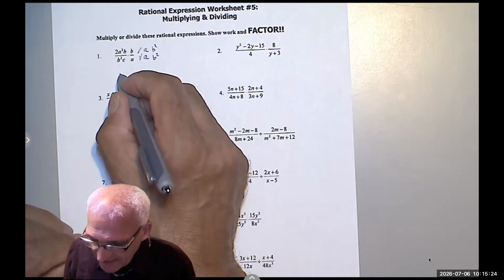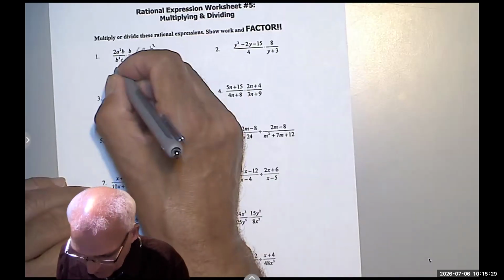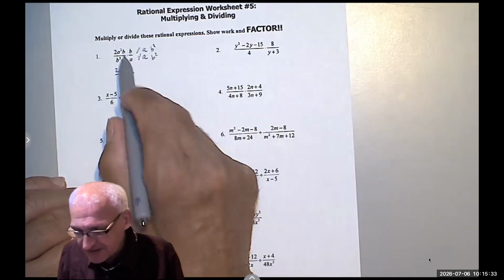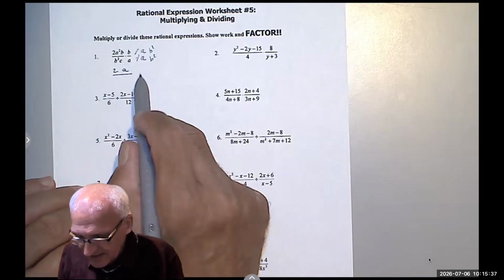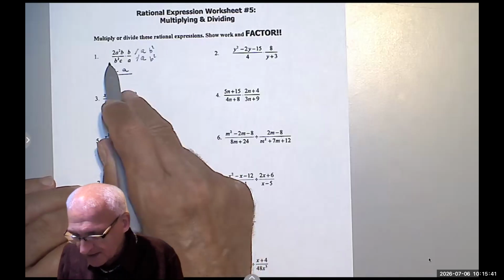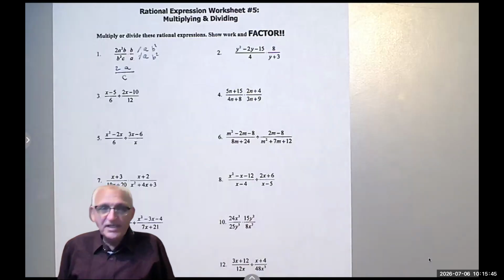So now what remains from the numerator? 2 over nothing is 2 over 1 is 2. A square over a is a. And the b square cancels. In the denominator, I have an a. Divide by a, it goes away. B square by b square, it goes away. And the c stays. So 2a over c.